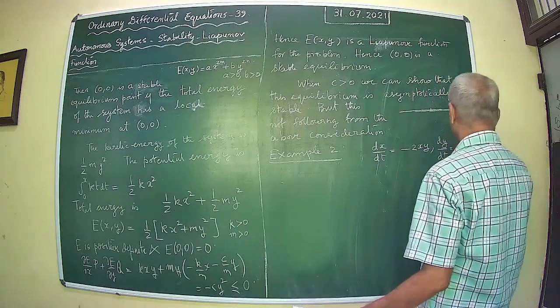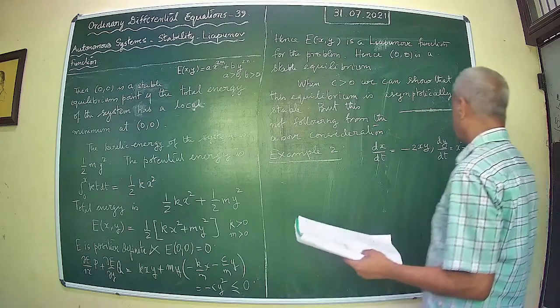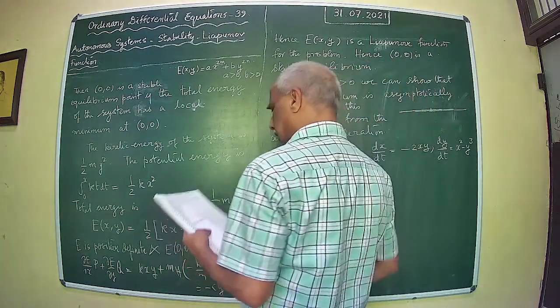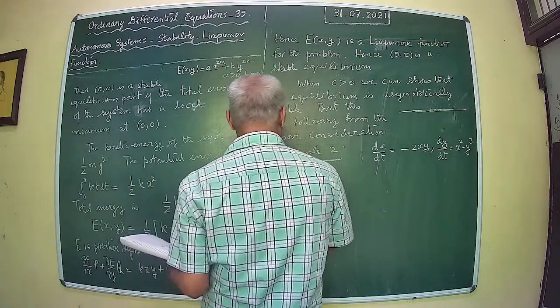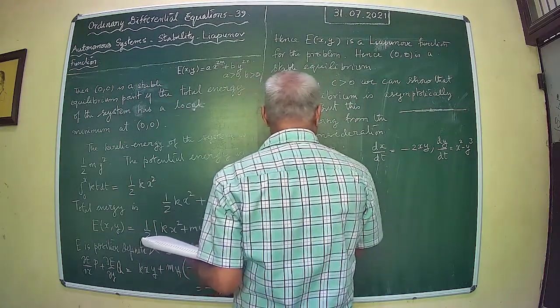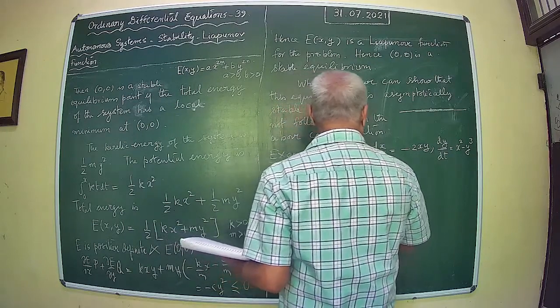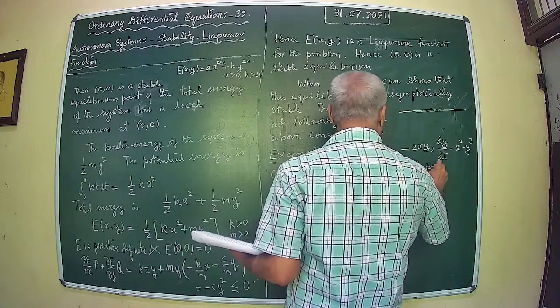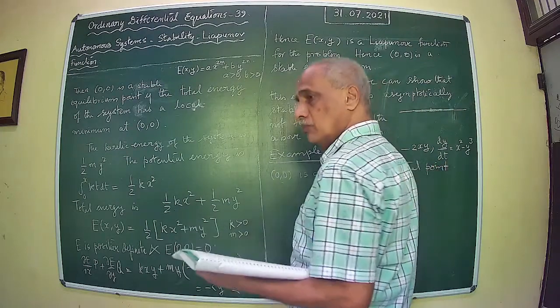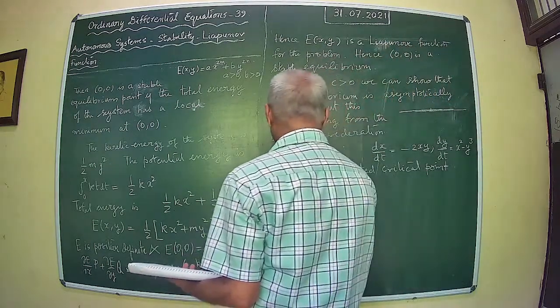Square minus y cube. That's the system that is given. Now clearly (0, 0) is an isolated critical point. It's an isolated critical point. Now we choose E(x, y).